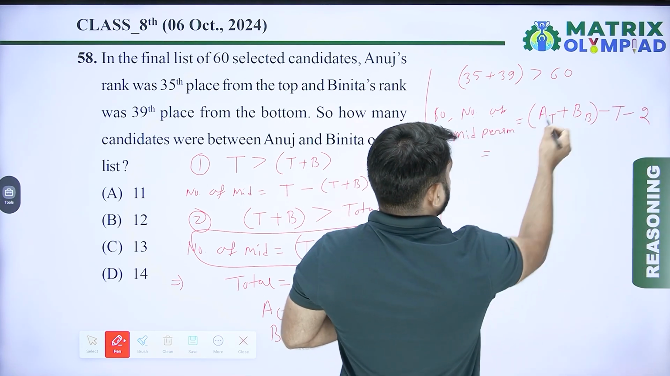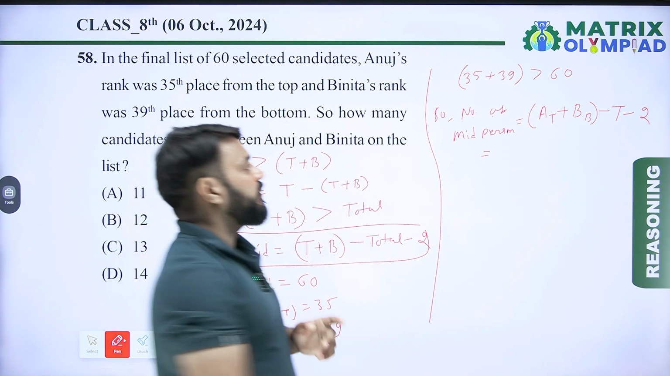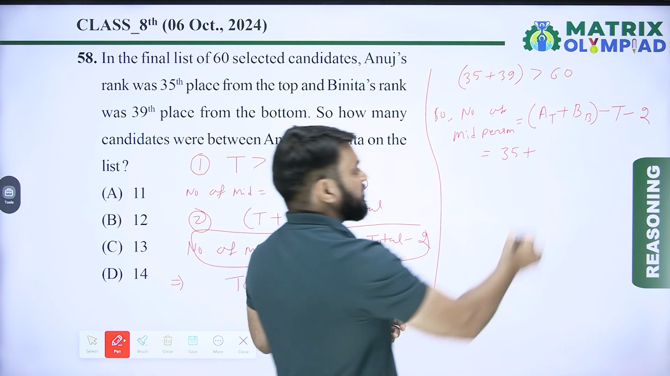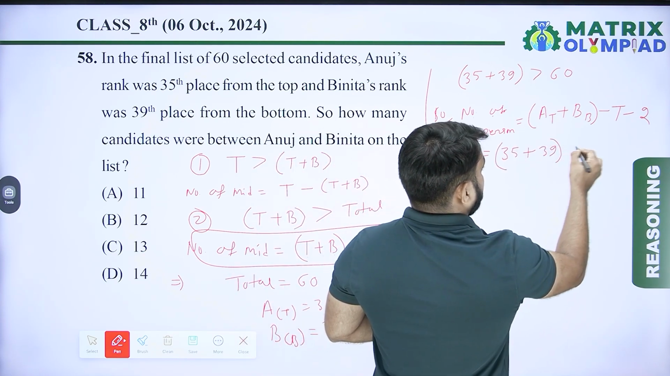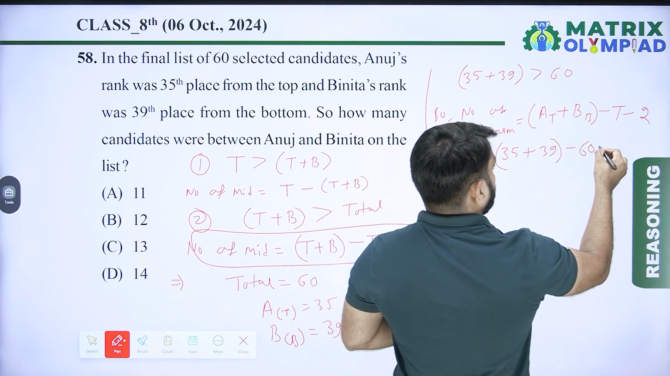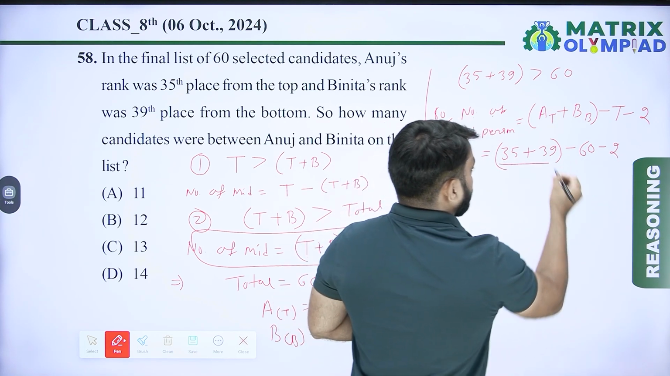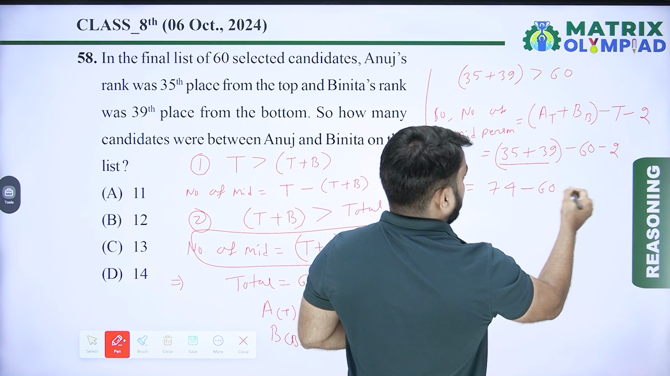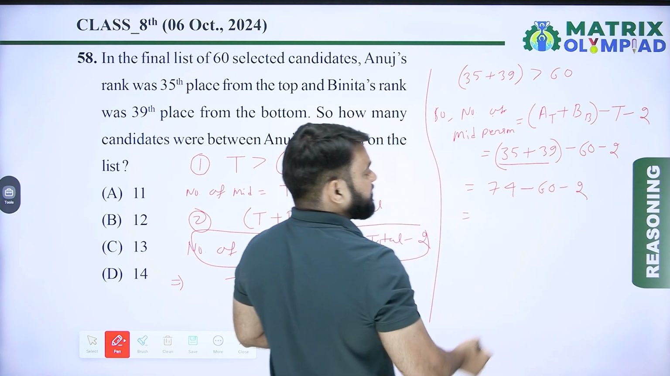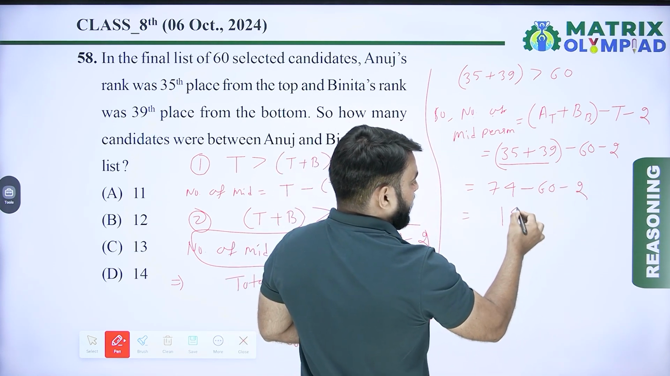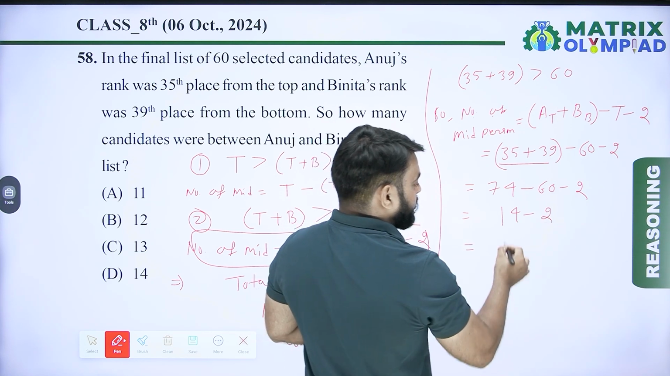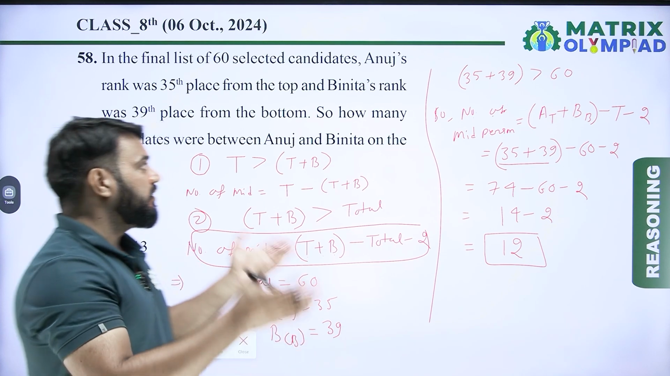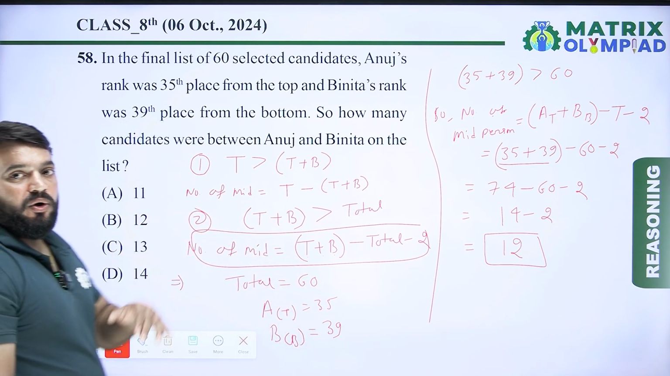position of Anuj from the top plus position of Binita from the bottom minus total minus 2. So the position of Anuj from the top is 35 plus the position of Binita from the bottom is 39 minus total, which is 60, minus 2. 35 plus 39 is 74, minus 60, minus 2. 74 minus 60 is 14, minus 2 is 12. So 12 candidates were between Anuj and Binita on this list.